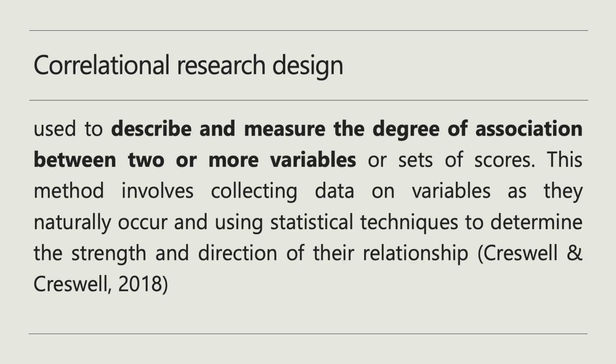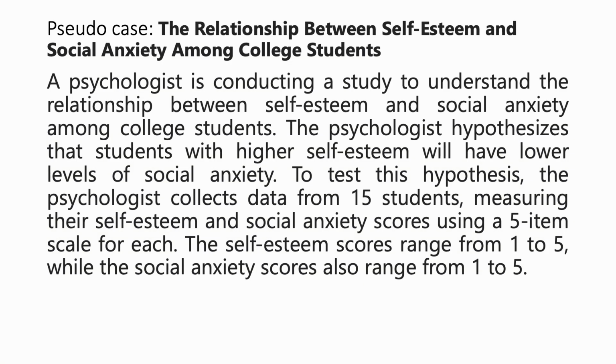Correlational research design measures how two or more variables are related. It involves collecting data as the variables naturally occur and using statistics to determine the strength and direction of their relationship. A psychologist is studying the relationship between self-esteem and social anxiety among college students. He hypothesizes that higher self-esteem leads to lower social anxiety. To test this, the psychologist collects data from 15 students measuring self-esteem and social anxiety. On a scale from 1 to 5, scales will be shown in the next slides.